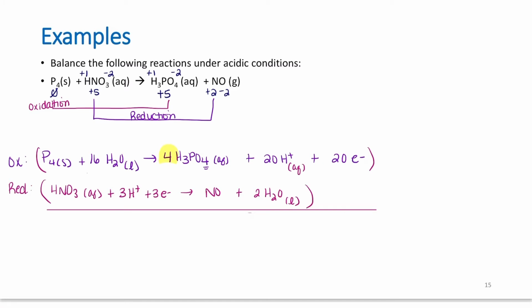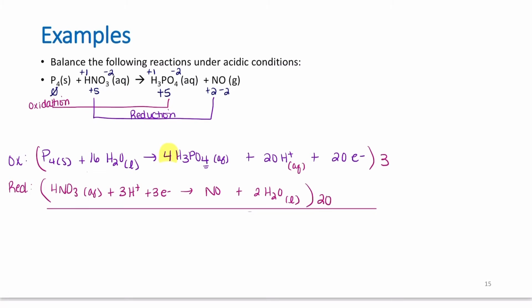On my oxidation reaction, I'm transferring 20 electrons. My reduction equation, I'm only transferring 3. You need to find the lowest common multiple of these. I'm going to multiply the top reaction by 3 and the bottom reaction by 20. That's going to give me 3 P4 plus 48 H2O, giving me 12 H3PO4, 60 H plus, and 60 electrons.